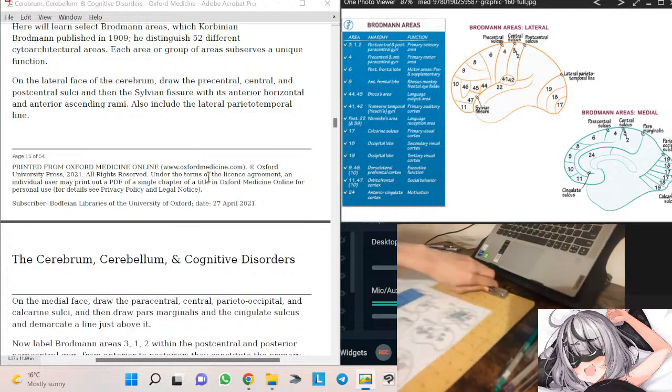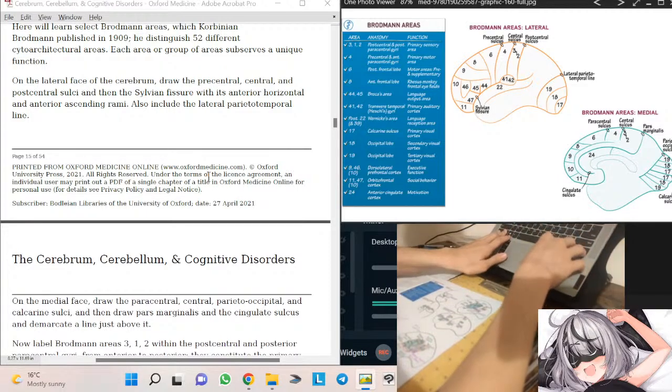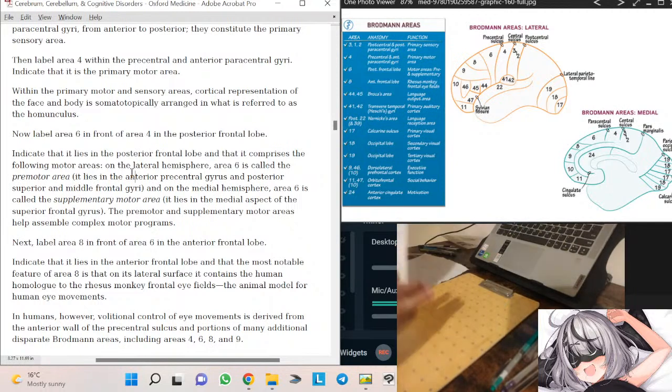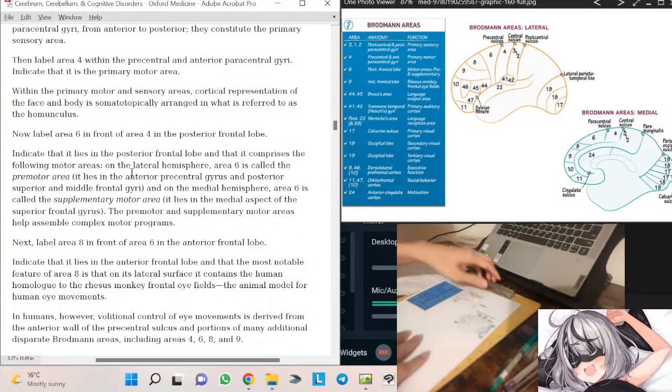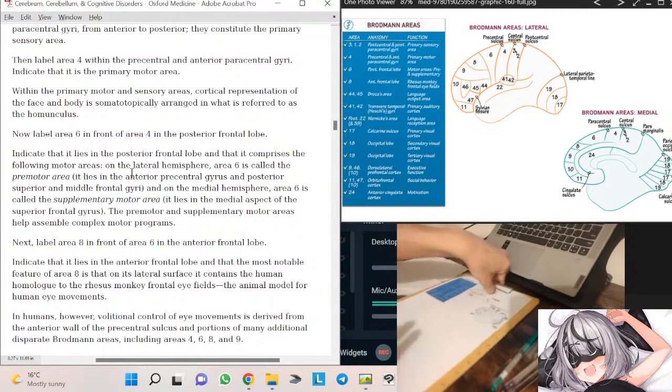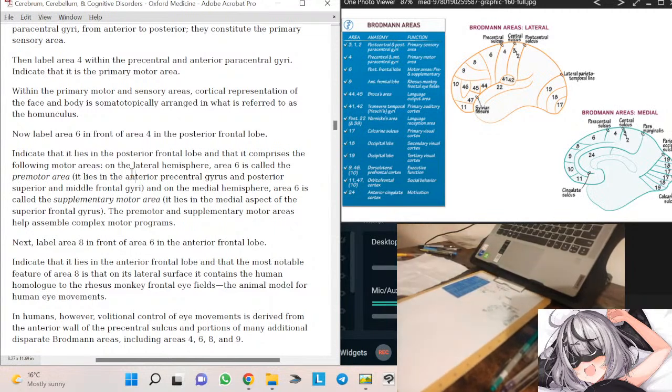Now label Brodmann areas 3, 1, 2 within the posterior, postcentral, and posterior paracentral gyri. From anterior to posterior, they constitute the primary sensory area. Then label area 4 within the precentral and anterior paracentral gyri. Indicate that it is the primary motor area. Within the primary motor and sensory areas, cortical representation of the face and body is somatotopically arranged in what is referred to as the homunculus.